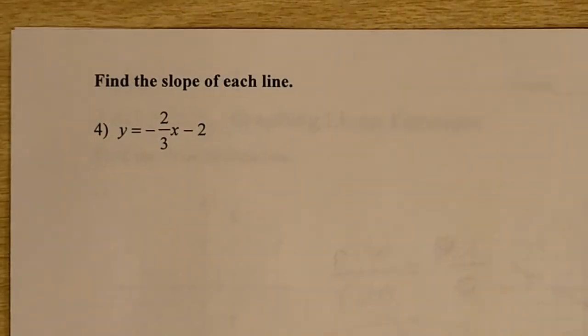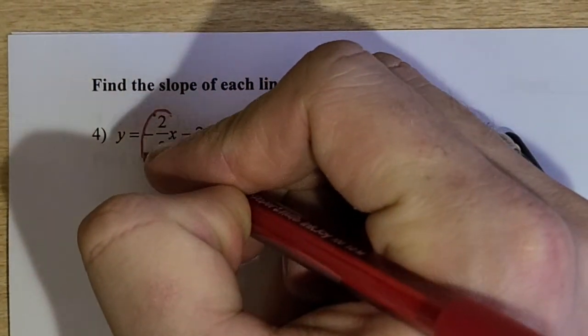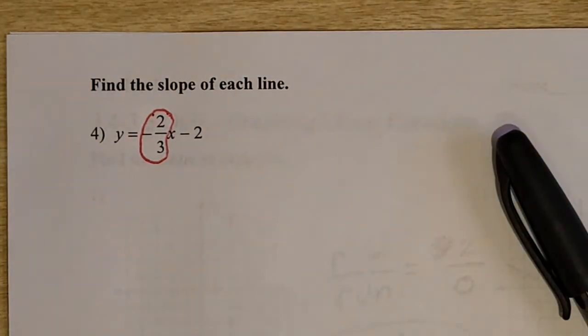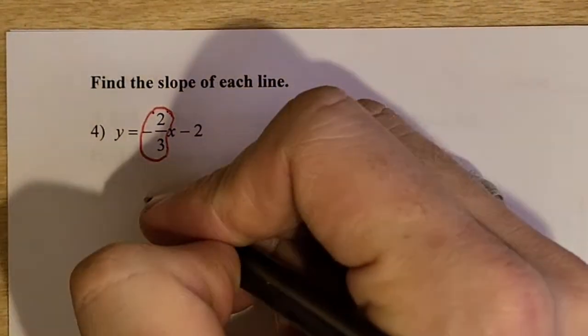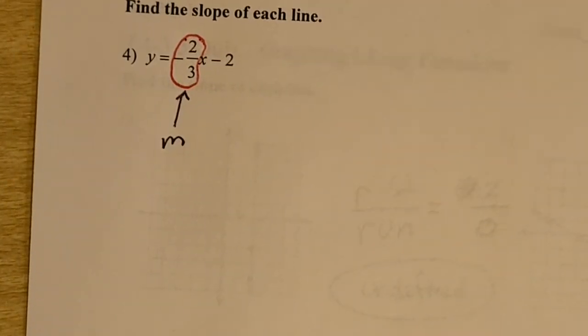Okay, number 4. This one was pretty straightforward. It said find the slope. All you had to do was tell me the slope is negative 2/3. Slope is always right here when we're talking about y equals mx plus b. So that's it. The answer is negative 2/3.